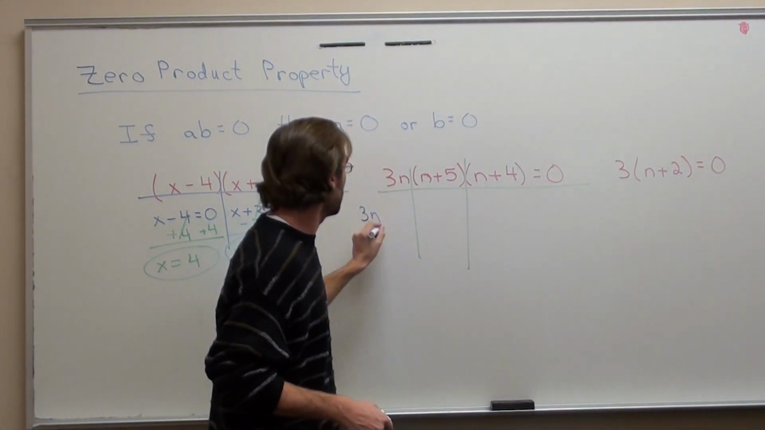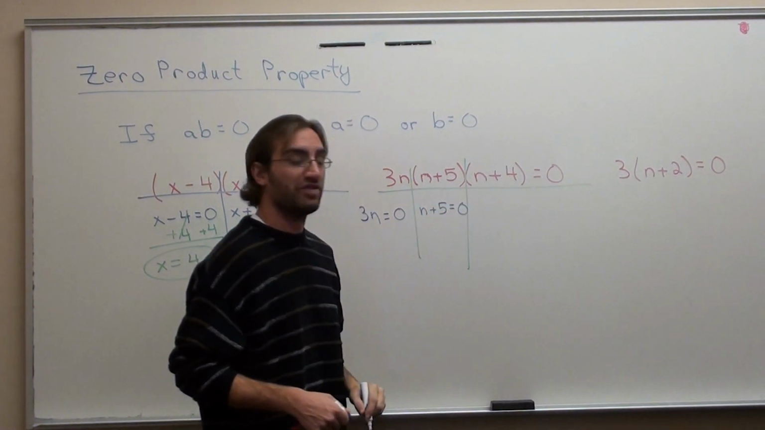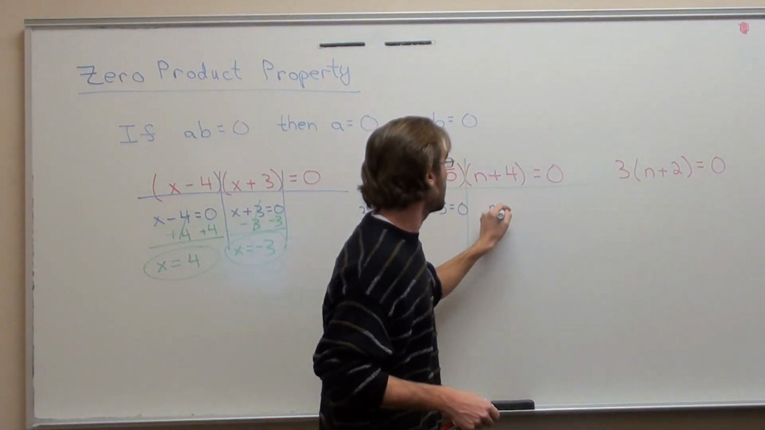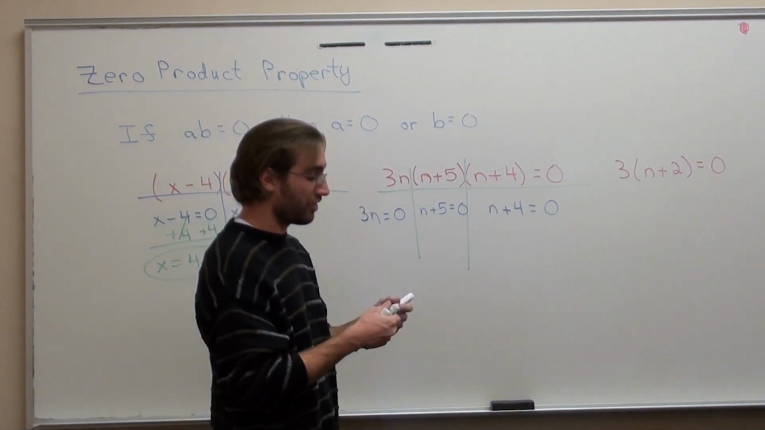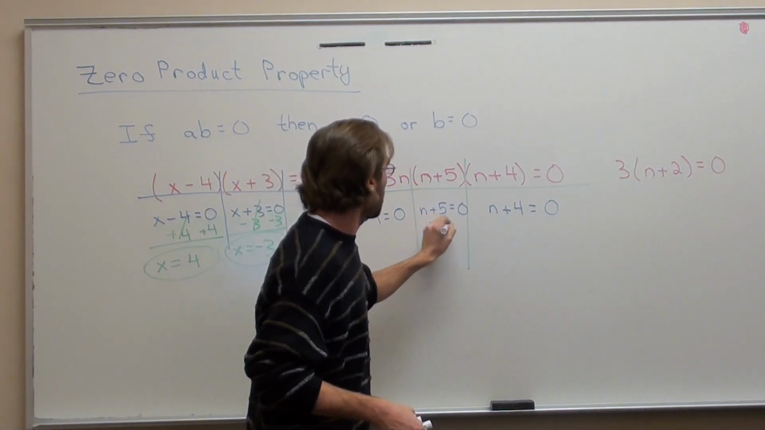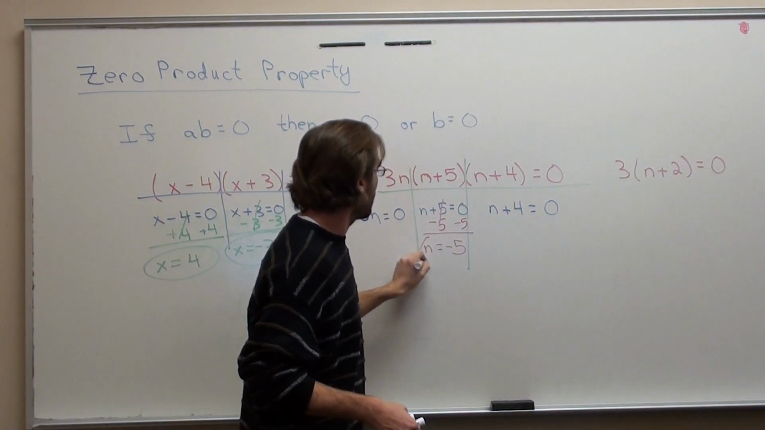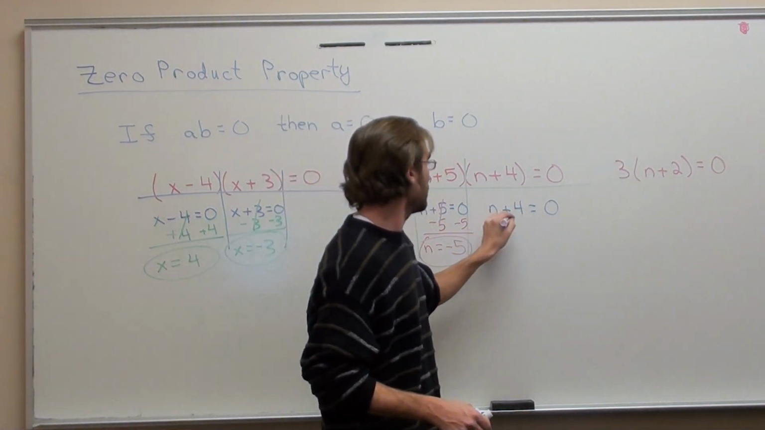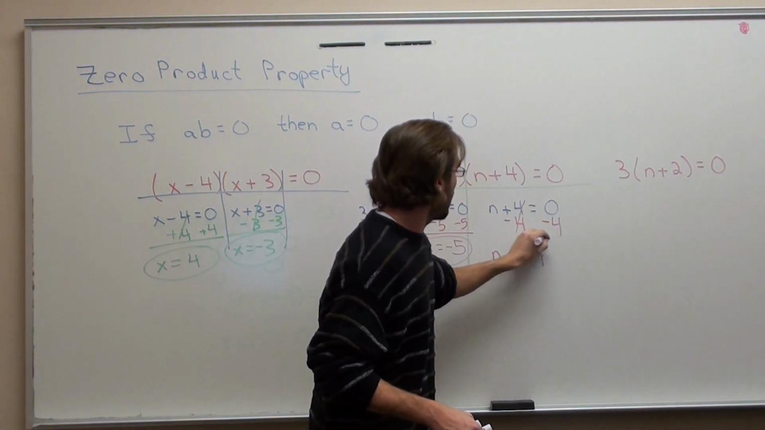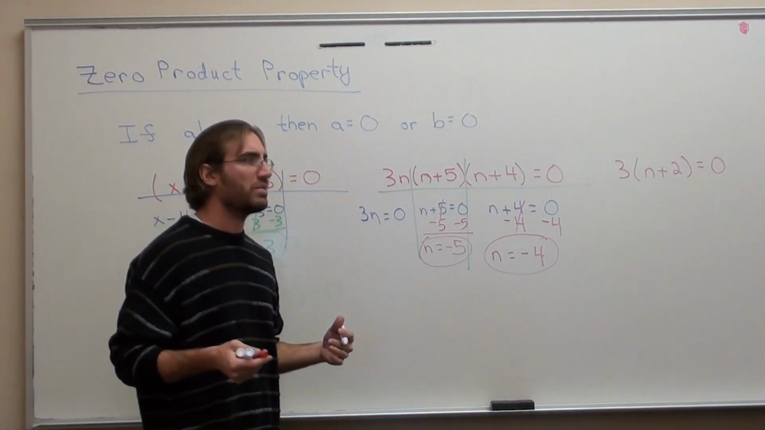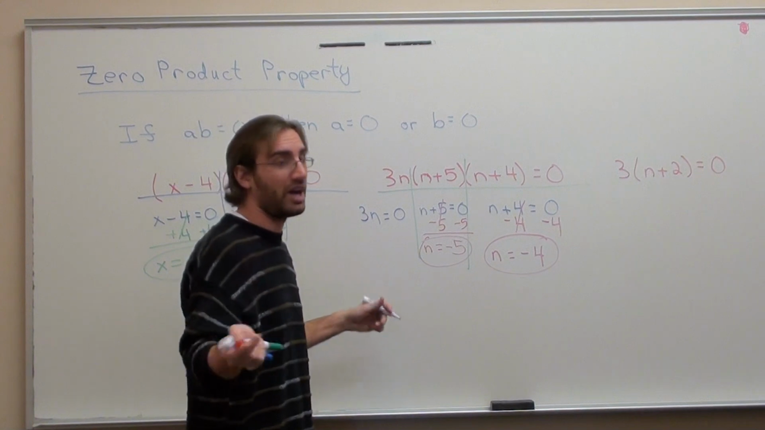3n equals 0. n plus 5 equals 0. n plus 4 equals 0. Go ahead and solve for n. n equals negative 5. n equals negative 4. And if students were to make a mistake, it would be right here. How do you get the n by itself when it's 3 times n? You divide by 3.